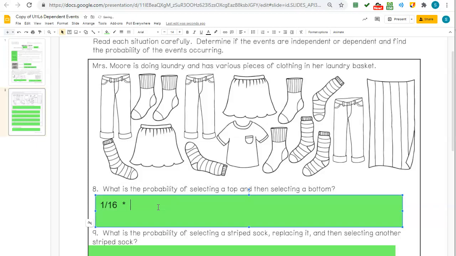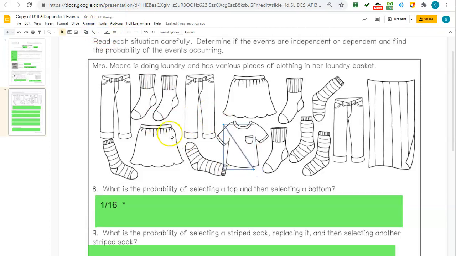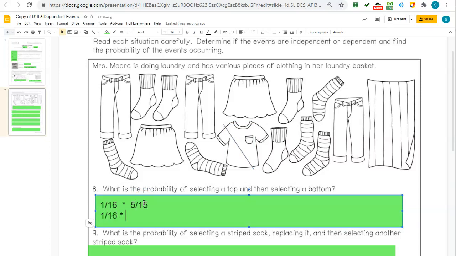Times, now if we take out that shirt, let's count the bottoms. I see 1, 2, 3, 4, 5 bottoms. 5 out of 15. Again, I can simplify that. That's 1 out of 16 times 1 out of 3. So we multiply the tops. That's 1 on top, and that's 48 on bottom. If you're not sure about the multiplication, stop, do it off to the side, double check, make sure I'm right.